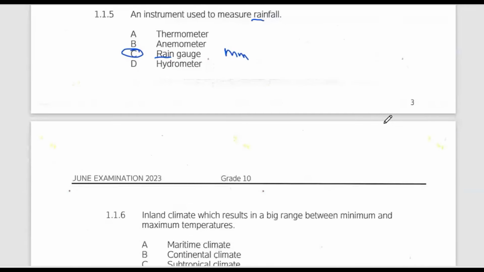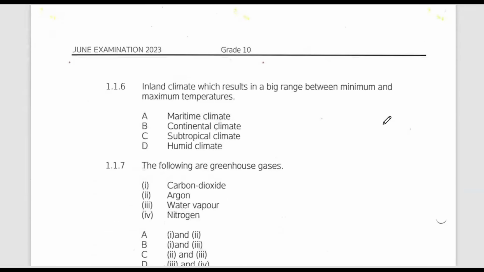Right, we move on to the next question. Inland climate, which results in a big range between minimum and maximum temperature. We are looking at inland here. We are looking at places which are far away from the seas and the oceans. They are truly inland. For example, if you talk of Gauteng province, it's an inland place. It is far away from the ocean or the sea.